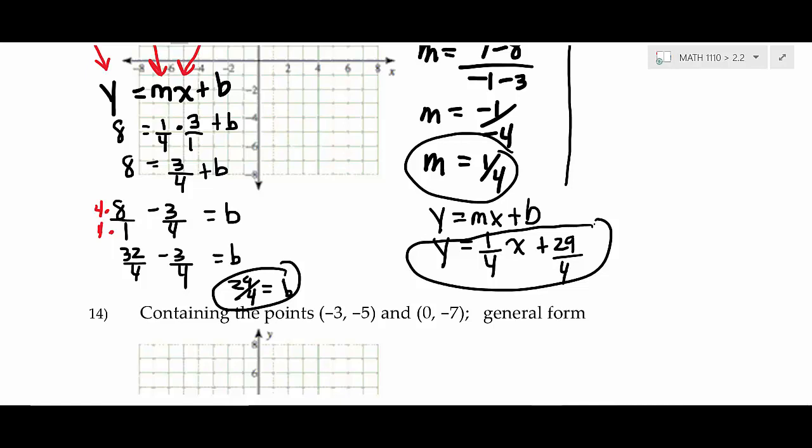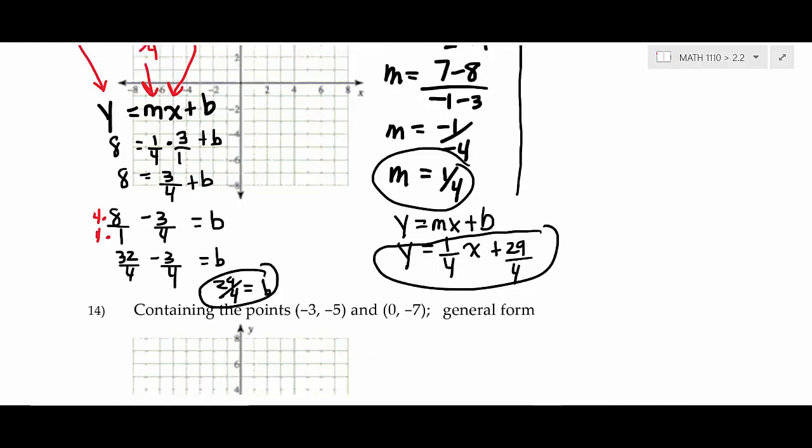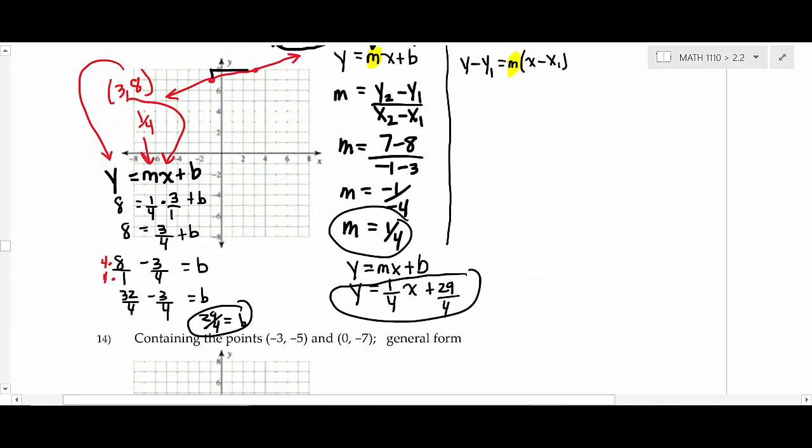I'm going to show you one other way, and I don't care which way you do it. And then I also want to show you how you can tell you're right. Now, take your calculator or something and do 29 divided by 4 real quick. That's 7.25? Yeah, 7.25. Does that look right as a y-intercept? Yeah, okay. So, I mean, visually, you can kind of tell you're on the right track, okay?